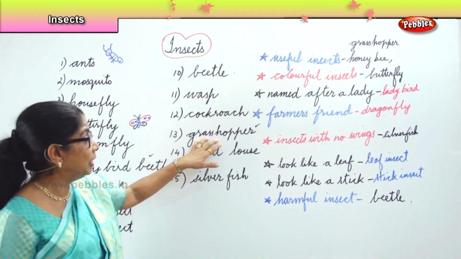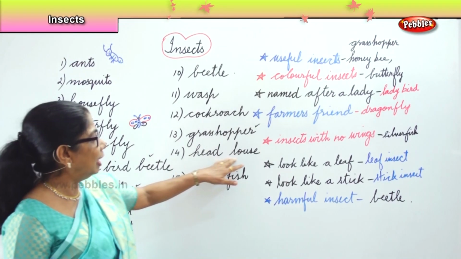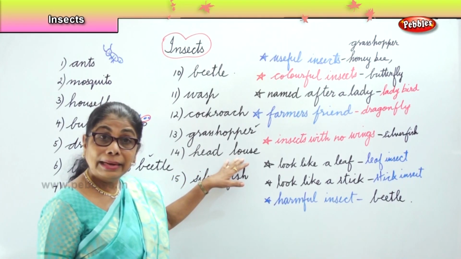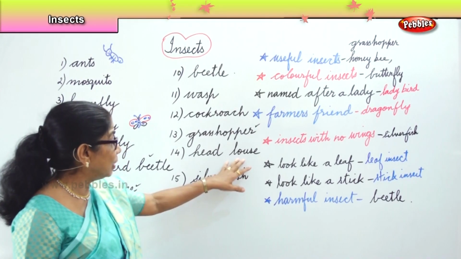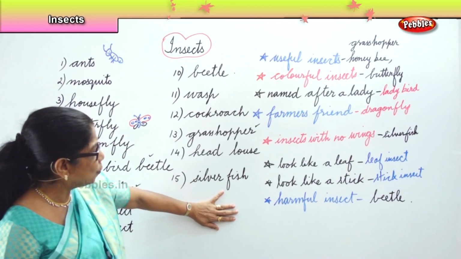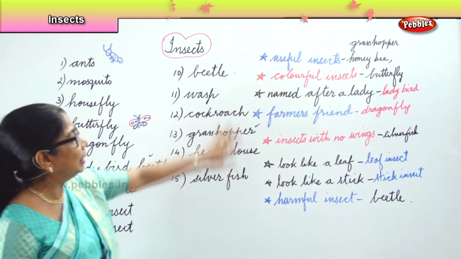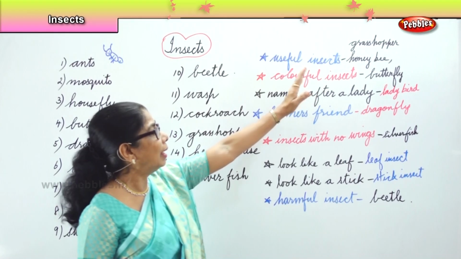Grasshoppers are supposed to be friends of the farmers. Head louse is a little insect that gives you a lot of trouble. Silverfish has no wings, and it also eats up all our books. Let's look at the useful insect.